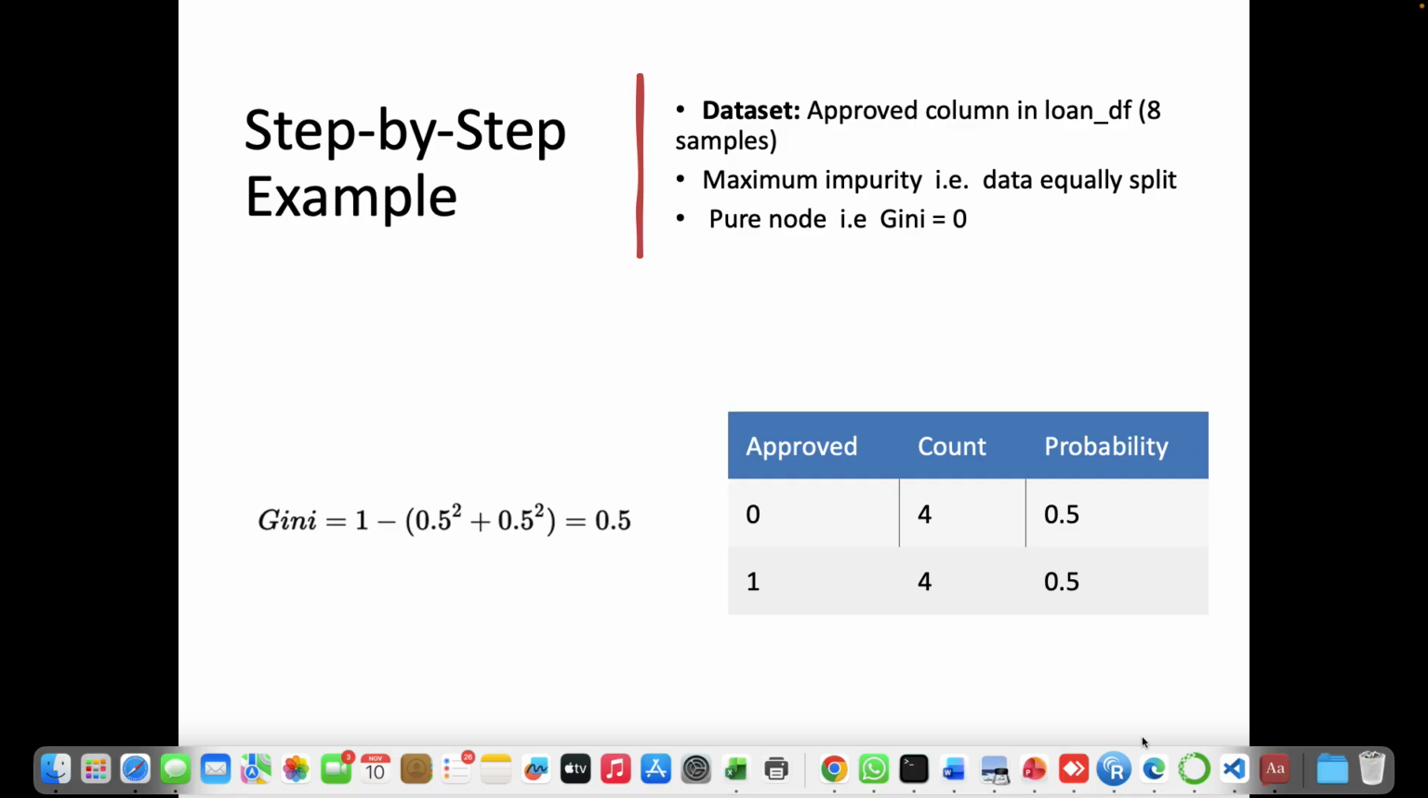branch, which is basically, I mean, let's say we have 1000. How many are approved? How many are not approved? If we have 8, how many are approved and how many are not approved? So out of the 4 approved and 4 not approved, what is the probability? 0.5, 0.5. Right? 50% probability on both sides.